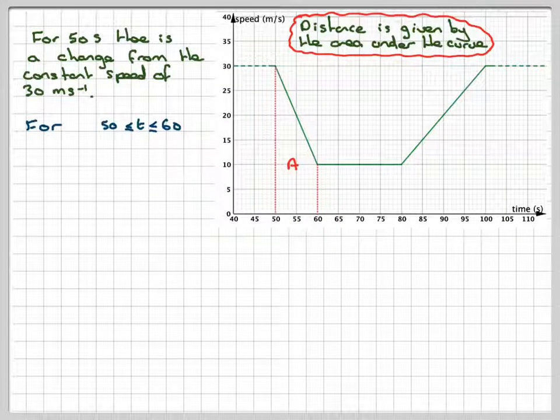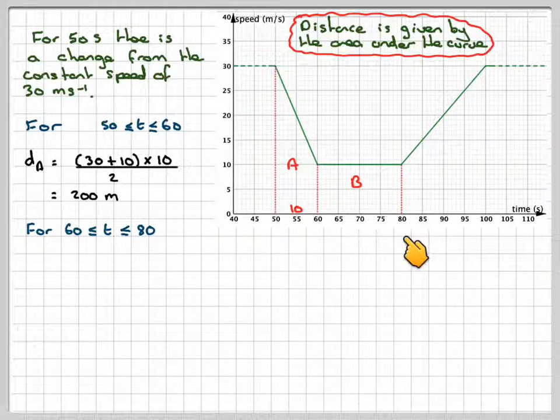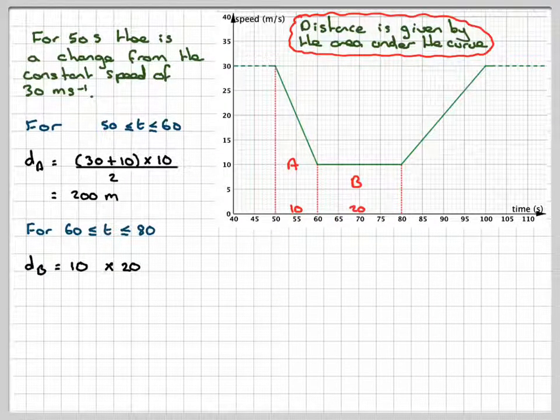From 50 to 60, we'll call this A. Distance A will be 30 plus 10, and this length here will be 10 because it's 10 seconds, so times 10, and we divide by 2 because we're finding the area of a trapezium. That will give me 200 metres. Here, part B, we just have a rectangle. From 60 to 80, this length here is 10 and this length here is 20. So 10 times 20 gives you 200 metres.